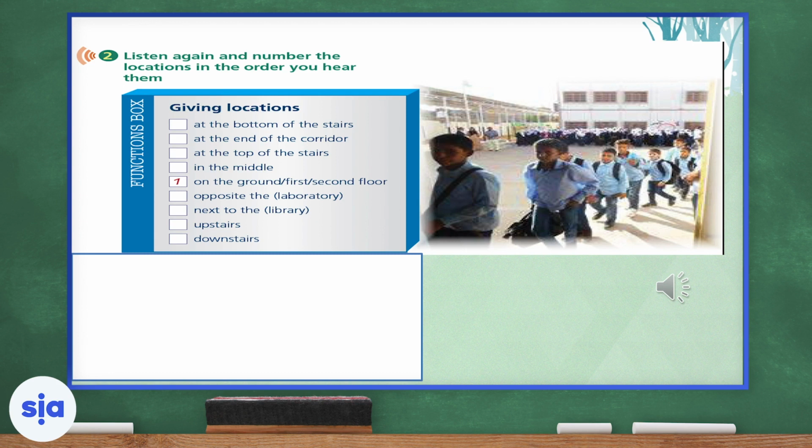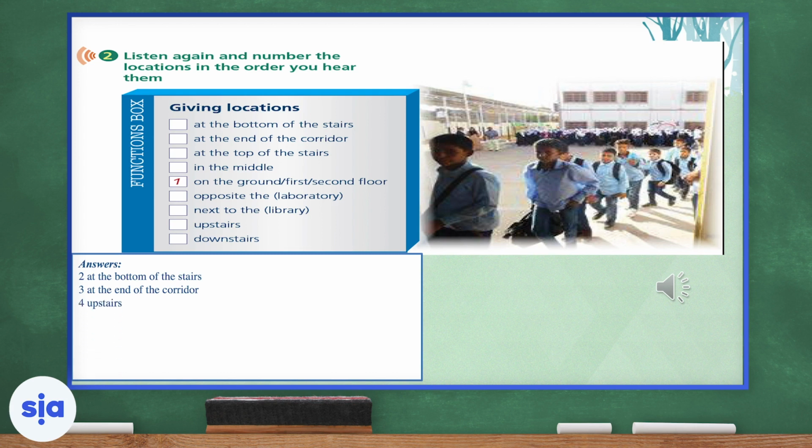Okay, we're going to check our numbering. Number 1 is done for us, which is on the ground, first, second floor. Hello, Selma. This is Amal. She's a new girl in our class. So, number 2 is at the bottom of the stairs. Number 3 at the end of the corridor.